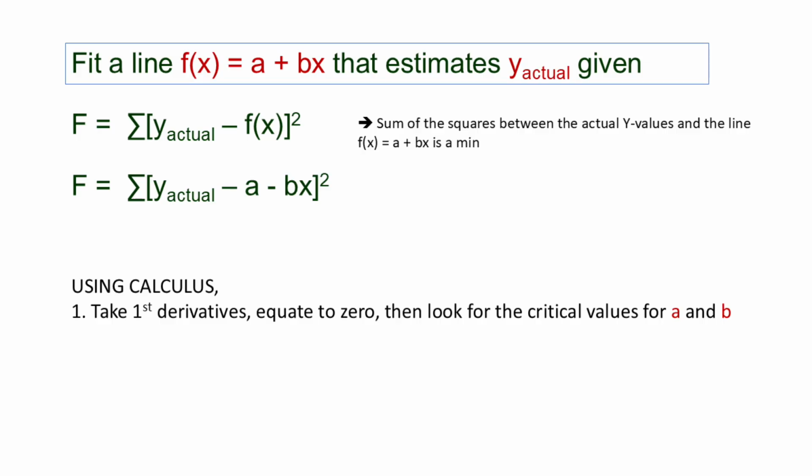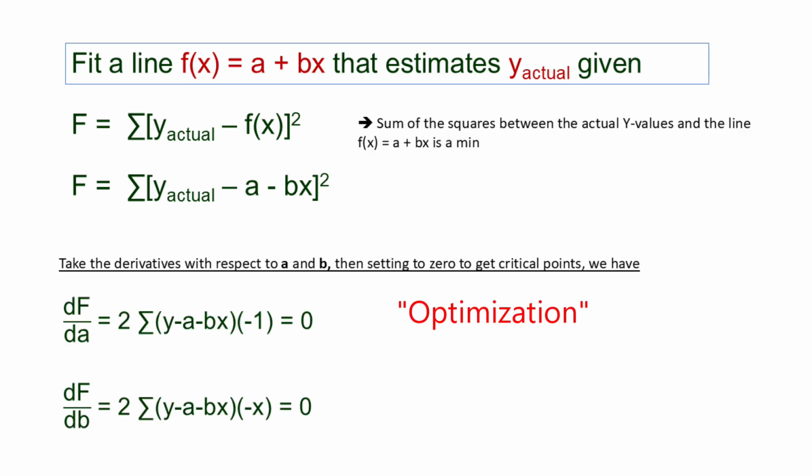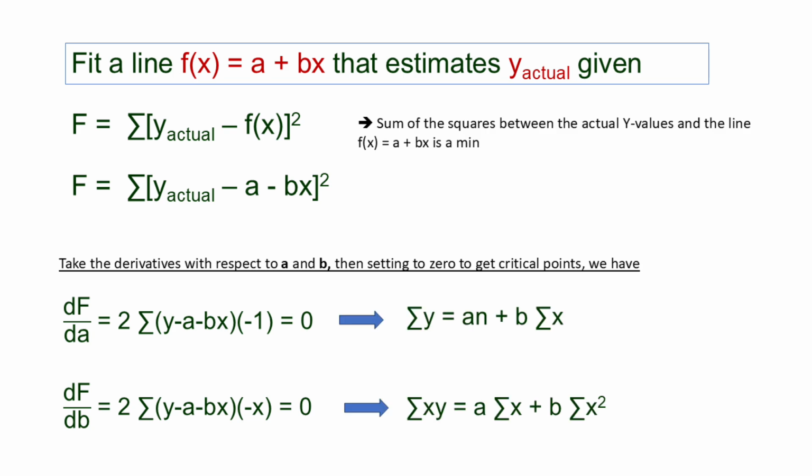Writing f of x as a plus bx, we get the summation of y actual minus a minus bx, squared deviations, all summed up. Again, using calculus, we take first derivatives, equate to 0, then look for the critical points a and b. So we equate that to 0 and solve for a and b. We get the summation of y equals a times n plus b times the summation of x, and the summation of xy equals a times the summation of x plus b times the summation of x squared.